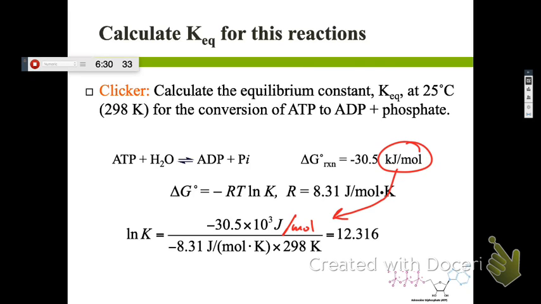What do I do? Anti-log. Natural log is e to the. So e to the 12.316. Does that make sense? What do we think about that number? What would we have guessed that we're expecting? Why, Austin?